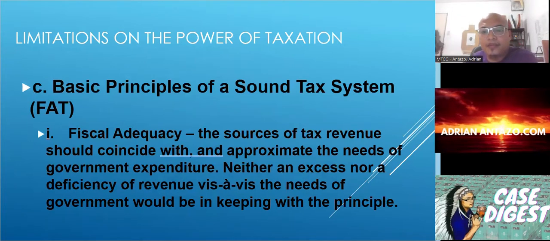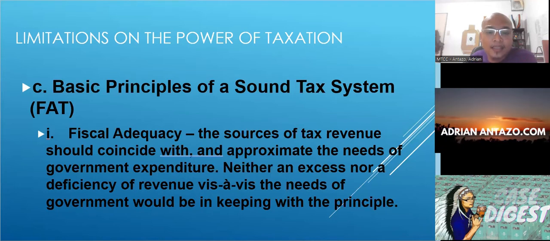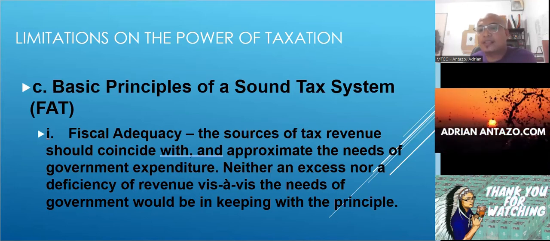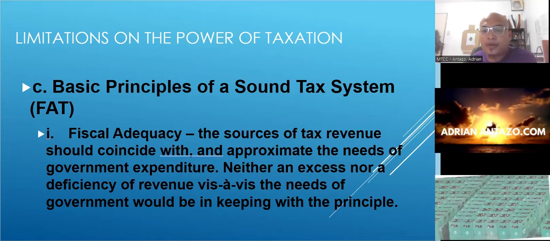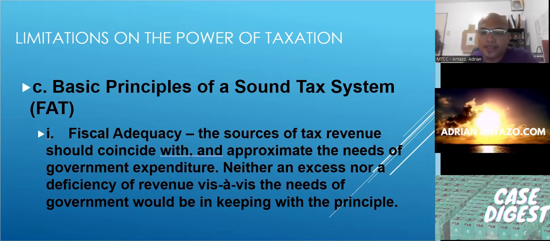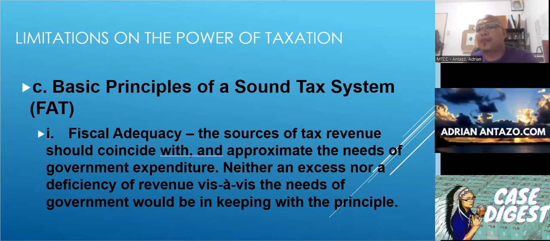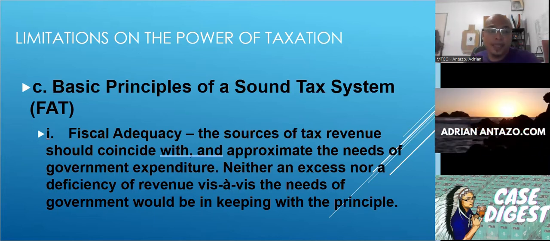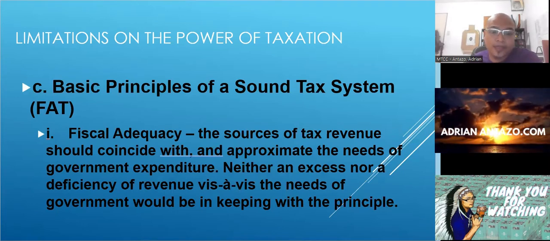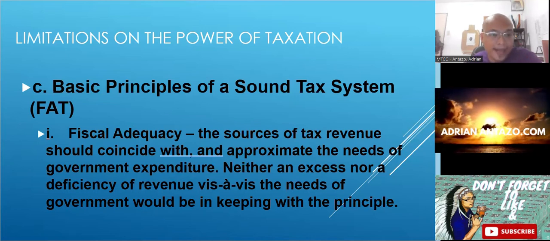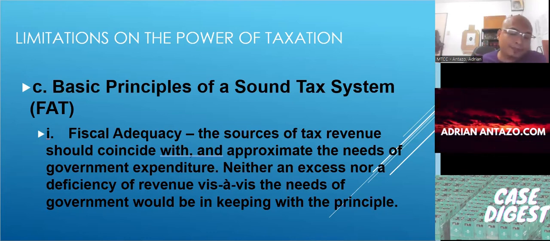Next limitation: basic principles of a sound tax system. We have discussed this already, but we will discuss it in more detail. So, fiscal adequacy: the sources of tax revenue should coincide with and approximate the needs of government expenditures. Neither an excess nor a deficit of revenue vis-a-vis the needs of government would be in keeping with the principle. So meaning dapat yung kinokolektang tax ng ating BIR is in accordance to the needs of the government. Dapat yung nakokolekta sa atin ginagamit ng gobyerno at hindi dapat yung collection nila kulang lagi. Right? Next.